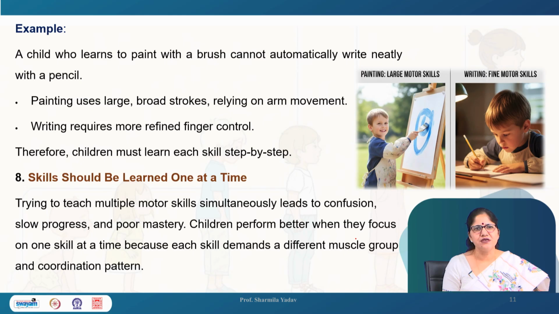And the eighth important condition is skills should be learned one at a time. Trying to teach multiple motor skills simultaneously leads to confusion, slow progress, and poor mastery. Children perform better when they focus on one skill at a time, whether it is buttoning a shirt or shoelaces or holding a pencil. Parents and teachers allow that only. Each skill demands a different muscle group and coordination pattern.